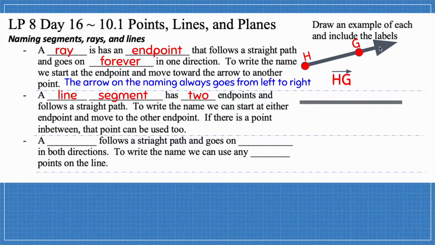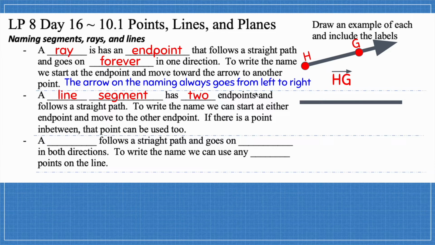The next piece is toward the arrow. And the arrow is always going from left to right. So it doesn't matter if the actual ray is going from left to right. When you draw the little symbol, it's always going from left to right. So just keep that in mind.